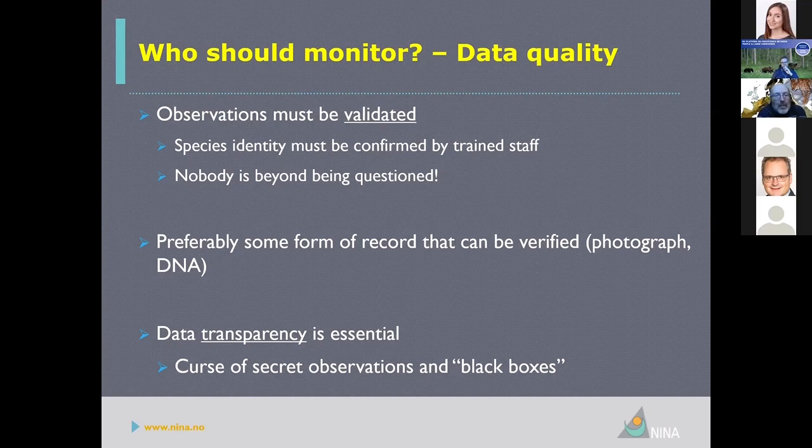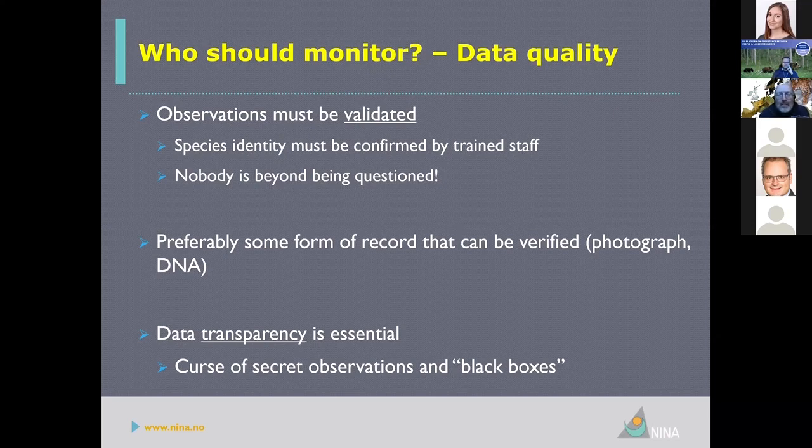The other thing that's important is data transparency, that we have to be able to see where data comes from. And there's nothing worse than people saying, there are more animals than everyone thinks, I have my observations, but I'm not going to tell you. Or else there's some type of magic black box where this number jumps out and no one can see how it got there.